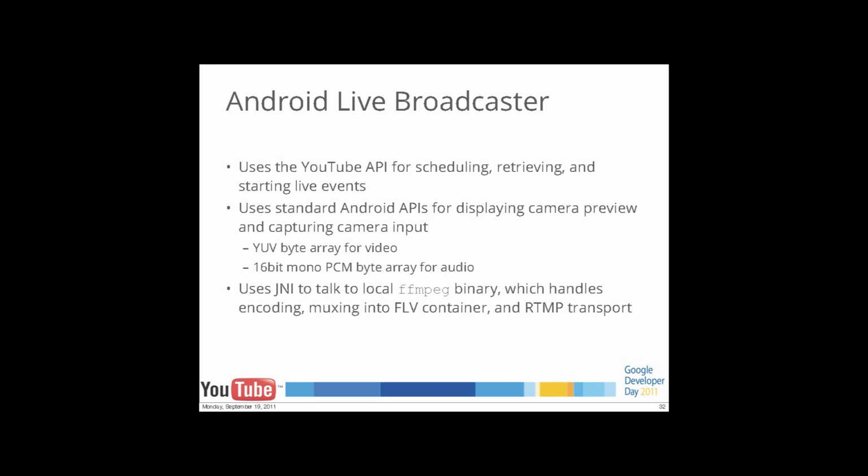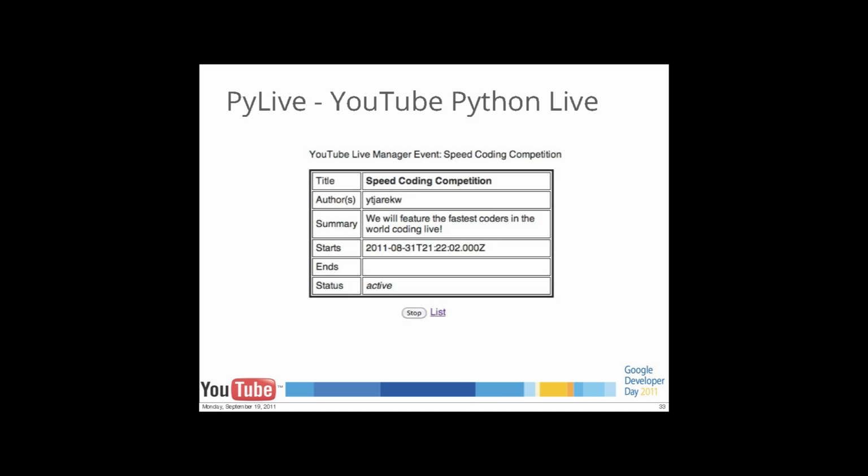A couple of interesting notes about this implementation: we use a YUV byte array for video. YUV is a way to represent uncompressed video. And for mono, we have a 16-bit pulse code modulation (PCM) audio stream, and we encode that as well, wrap it in an FLV container, and ship it up to our live servers over RTMP. So that concludes the Android demo.